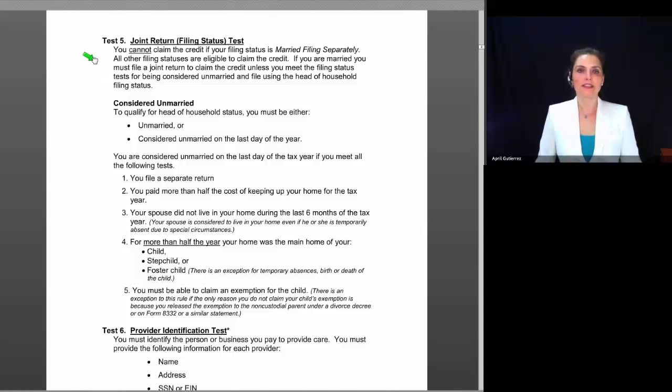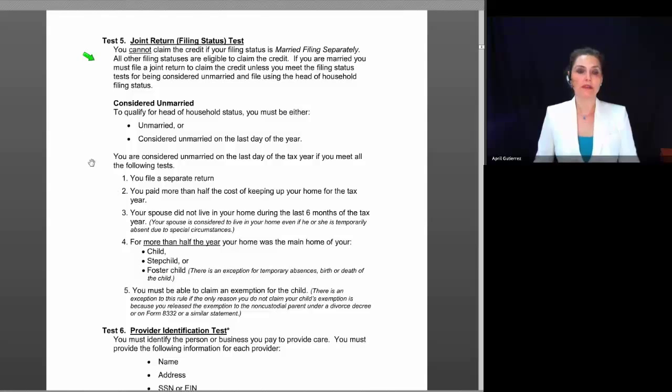So let's say this again. The filing status must not be married filing separate. If it is, you cannot claim the child and dependent care credit. In certain situations, a married person can file as head of household even though they're married. And to do that, they have to meet the tests for being considered unmarried.